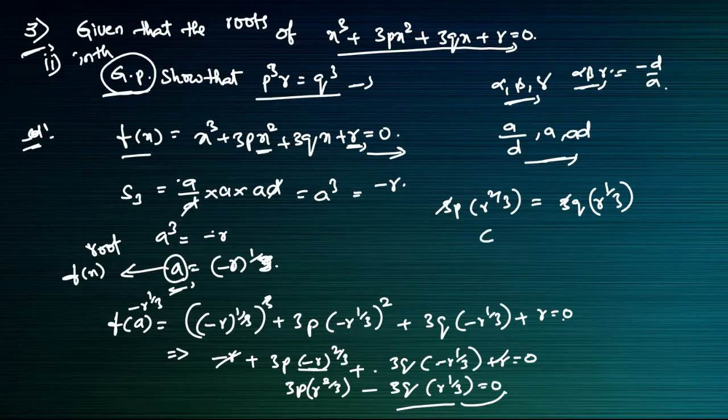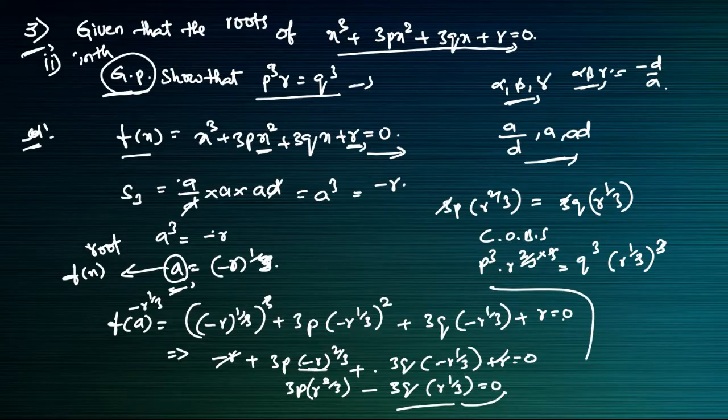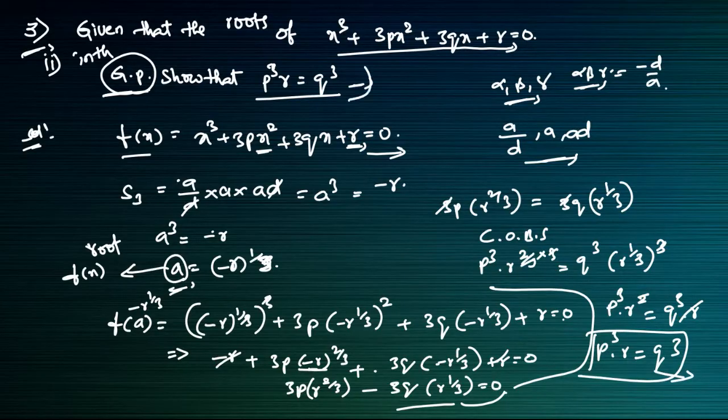So here we will take cube on both sides. It will become p cube into r power of 2 by 3 into 3 is equal to q power of 3 into r power of 1 by 3 whole power of 3. So this 3 will get cancelled, 3 and 3 will get cancelled. What will remain here: p cube into r square is equal to q cube into r. So r and r square will get cancelled, and p cube into r is equal to q cube will remain. So this is the answer that we had to show.